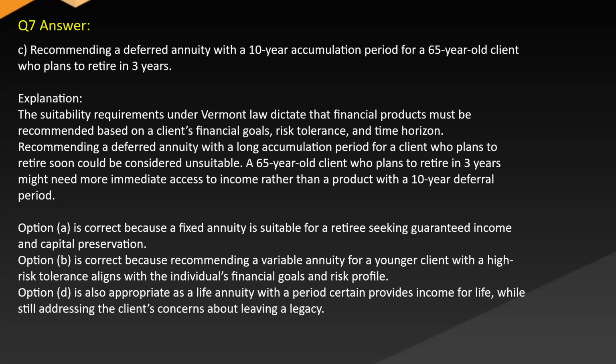Option A is correct because a fixed annuity is suitable for a retiree seeking guaranteed income and capital preservation. Option B is correct because recommending a variable annuity for a younger client with a high-risk tolerance aligns with the individual's financial goals and risk profile. Option D is also appropriate, as a life annuity with a period certain provides income for life while still addressing the client's concerns about leaving a legacy.